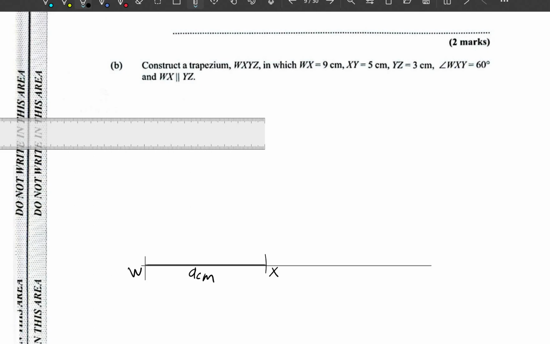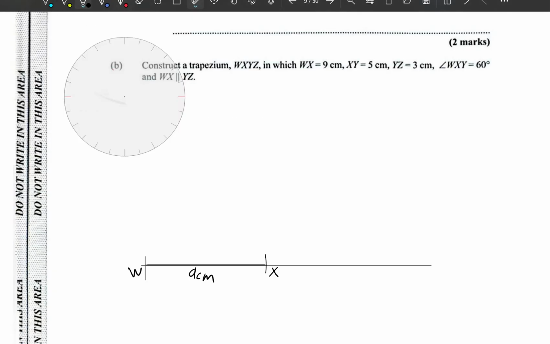Now we know that X to Y is going to be 5 centimeters, then Y to Z is going to be 3 centimeters. Next, let's draw in the angle WXY, and WXY is going to be 60 degrees. WXY would be the angle about this point here, so let's construct a 60-degree angle about that point.